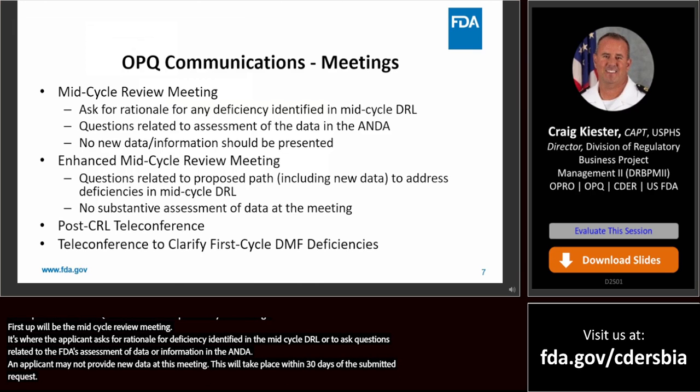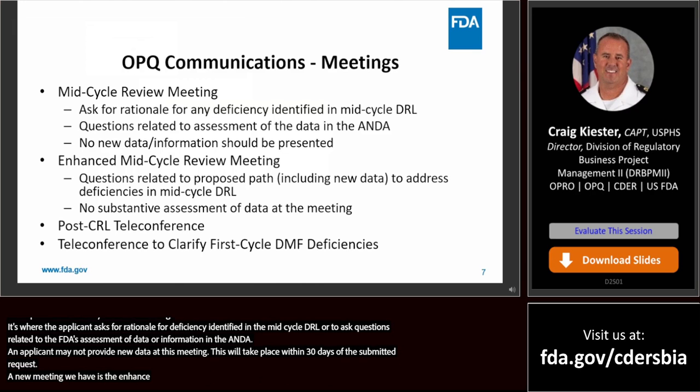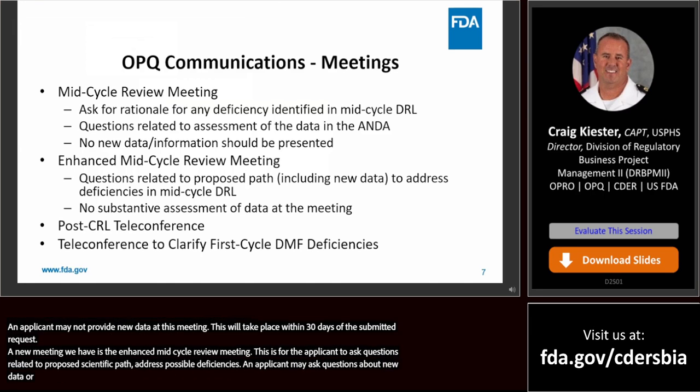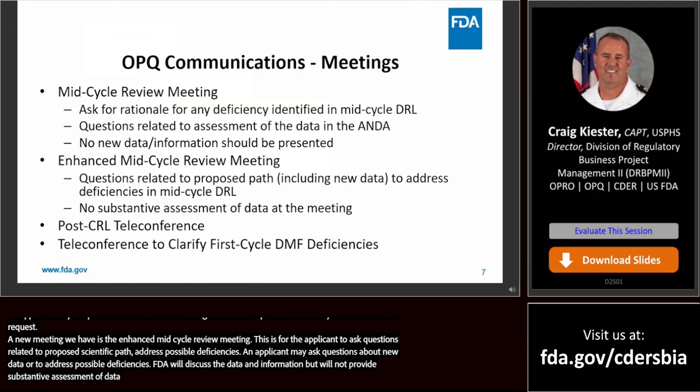A new meeting we have is the enhanced mid-cycle review meeting. The purpose for this meeting is for the applicant to ask questions related to proposed scientific path to address possible deficiencies identified in the mid-cycle DRL. An applicant may ask questions about potential new data or information to address any possible deficiencies identified in the mid-cycle DRL. FDA will discuss the data and information, but will not provide substantive assessment of data or information provided by the applicant at that meeting.